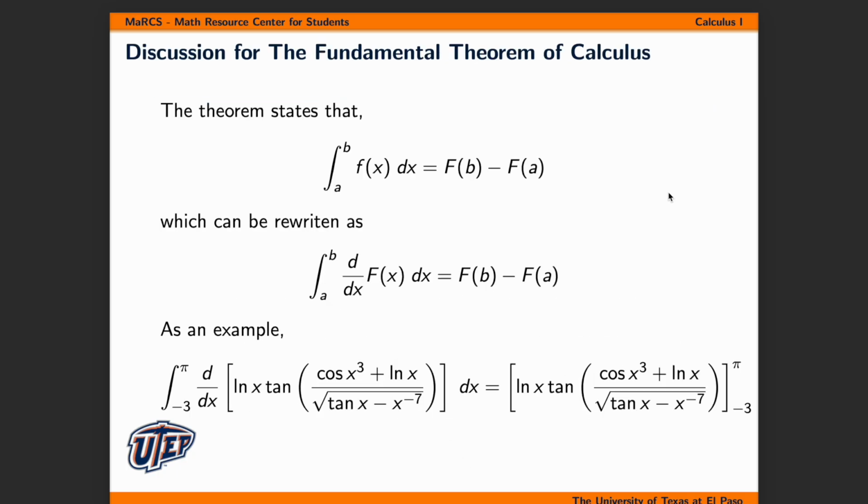We established that integration and differentiation are inverse operations. So in other words, if we take the integral from a to b of our function f of x with respect to x, that is equivalent to evaluating our antiderivative at b minus evaluating our antiderivative at a. So this can be rewritten as the integral from a to b of the derivative of our antiderivative of x with respect to x. And also that will be equal to our antiderivative evaluated at b minus our antiderivative evaluated at a.